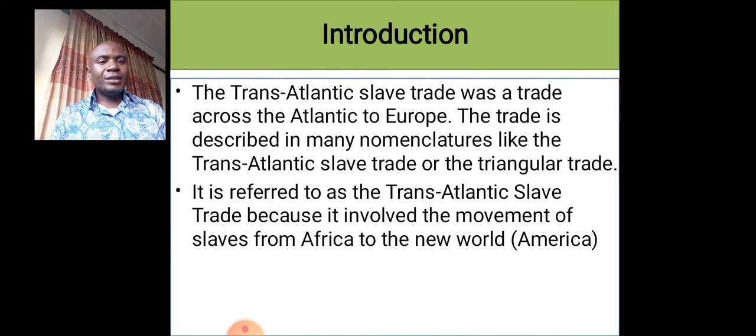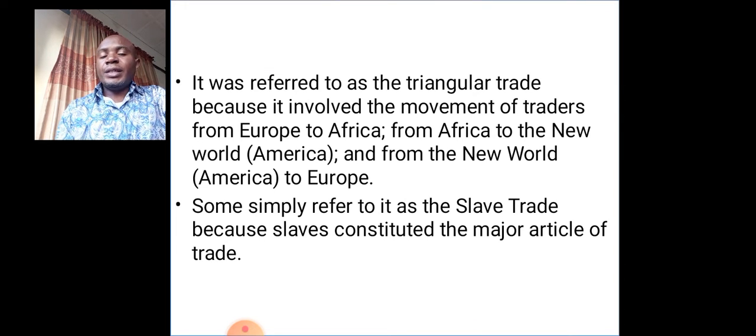So it is referred to as the transatlantic slave trade because it involved the movement of slaves from Africa to the New World. So whenever you hear me say the New World here, we are referring to the Americas. And the Americas here include North and South America because those were the places that these slaves were taken to.